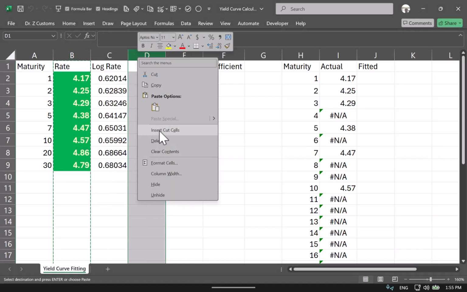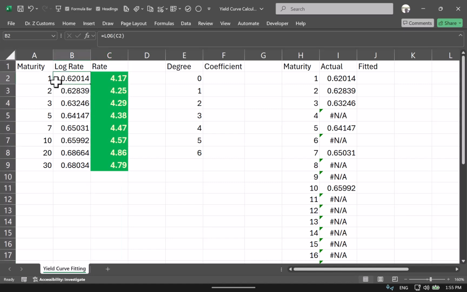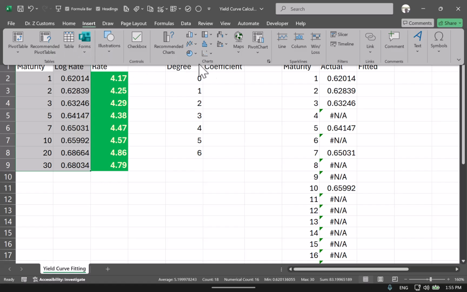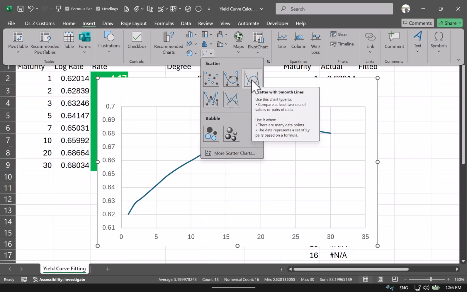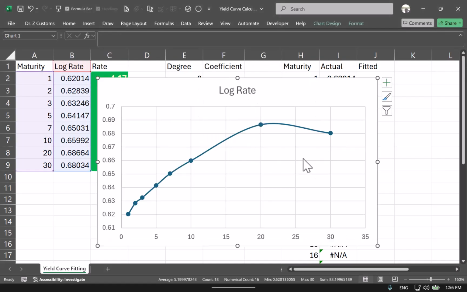insert. I'm going to fit a curve. I'm going to let Excel fit a curve where you have maturity in the x-axis and the log of the rate in the y-axis. The way you do that, you pick these, okay? Insert charts, and it doesn't matter what it is. Let's do this, okay? That's my log curve.